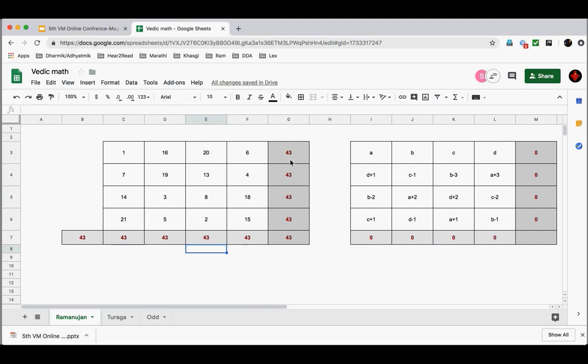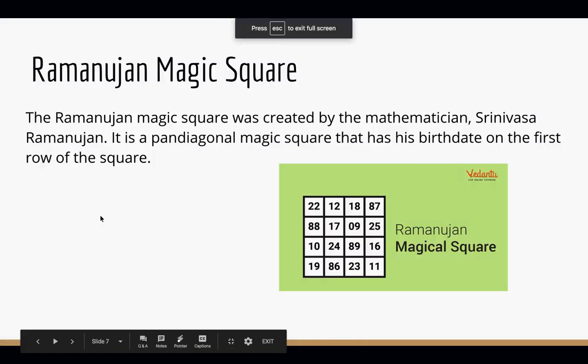As you can see here, I put these to track the sum, and everything equals 43. So this is a pan-diagonal magic square. A pan-diagonal magic square is not a most perfect magic square, but it just means that the diagonals also add up to 43. So this is how to make a Ramanujan magic square. You can use your own birthday if you want, or anyone's birthday. So that is the Ramanujan magic square.